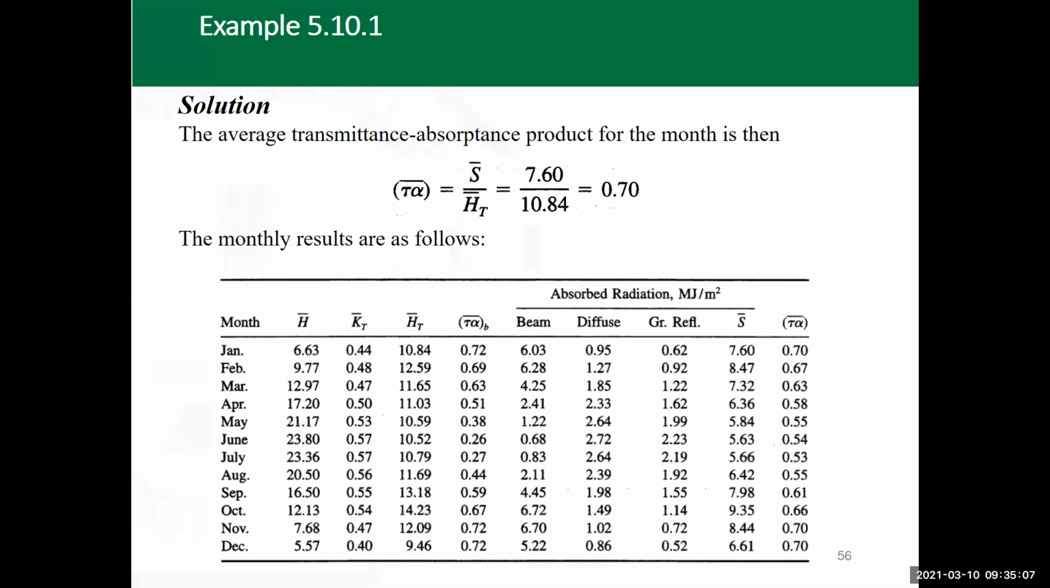Doctor, I think for single, HT will change, it will reduce. What about S? It will increase. And tau alpha? If S increases and H decreases, then it will increase. Okay, so this is what Abdul Hadi has proposed as an answer to my question. Now, who agrees with that and who disagrees?